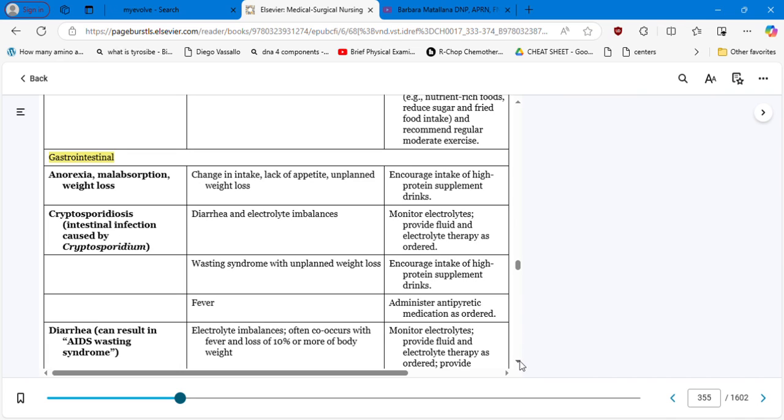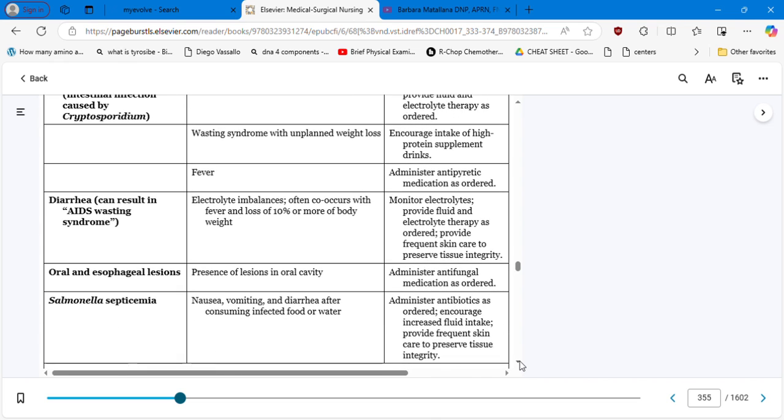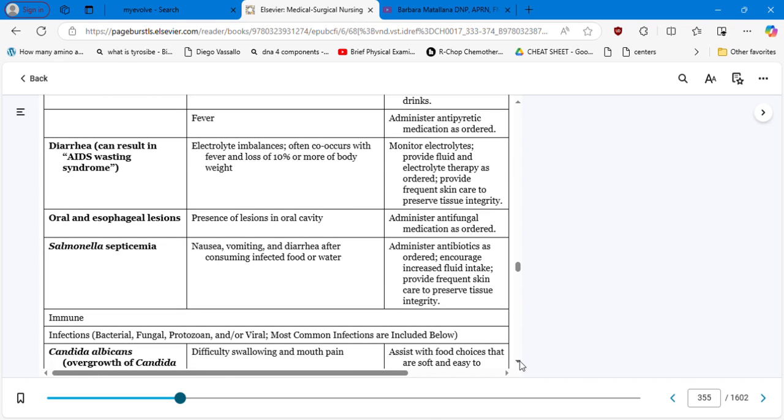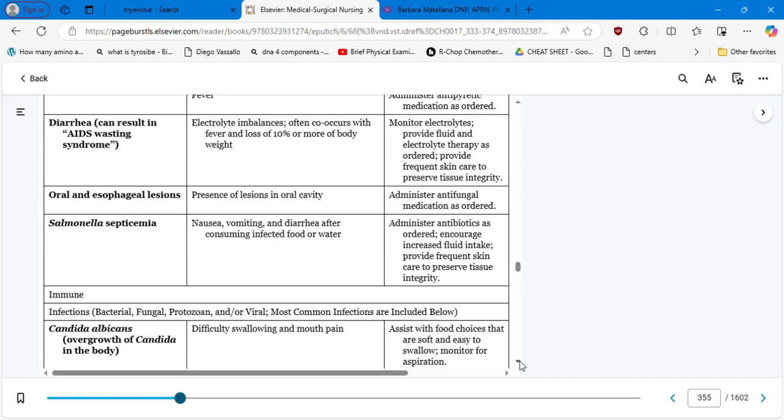If the patient is having fever, administer antipyretic. If the patient is having diarrhea, can result in AIDS wasting syndrome. So you always check your electrolytes, especially with diarrhea. Oral and esophageal lesion, right? You need to inspect, assess the oral cavity, administer antifungal medication as ordered. In terms of salmonella, septicemia, administer antibiotics.